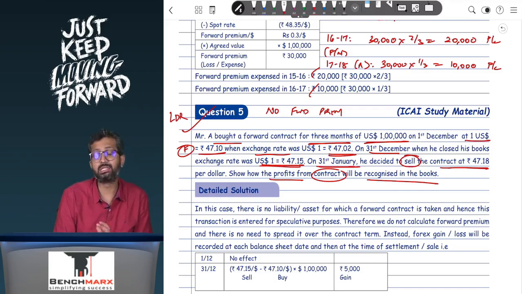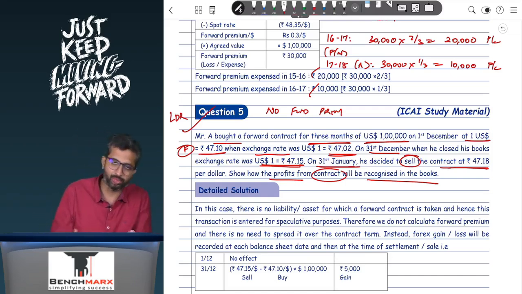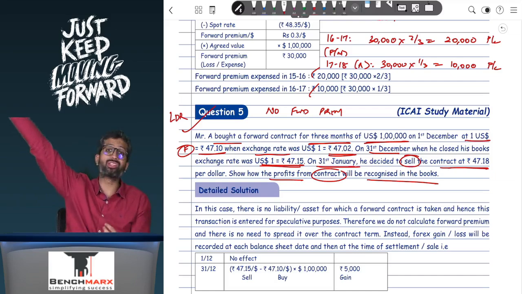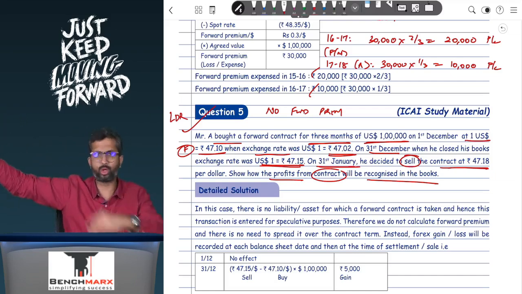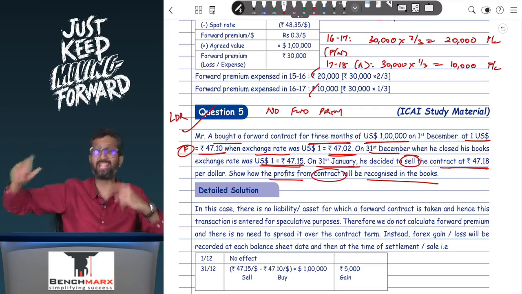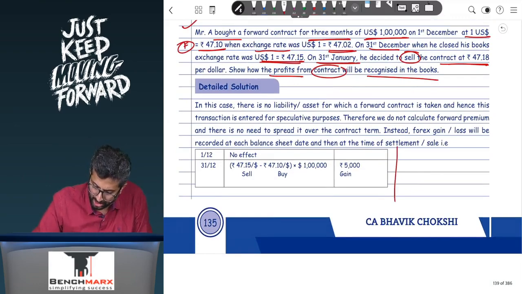And hence there is a possible gain. You have agreed to buy at 47.1 something which by 31st December is worth 47.15, and hence you are getting 0.05 extra. By 31st January, the rate has become 47.18. So you have agreed to buy something at 47.1, which is now worth 47.18. That is 0.08 extra. However, out of that 0.08 gain, 0.05 is already recorded, and hence the additional 0.03 will be recorded. So assuming 31st December was the year ending, on 31st December, I will say 47.